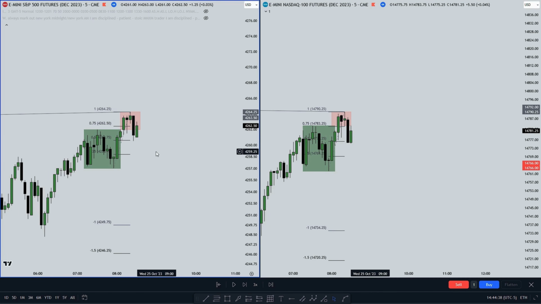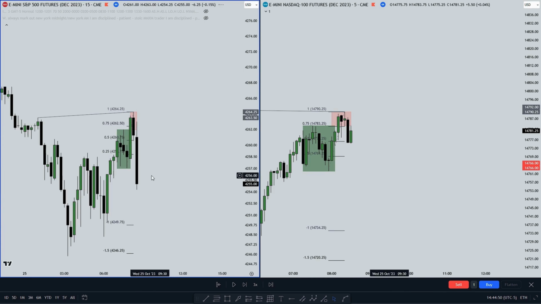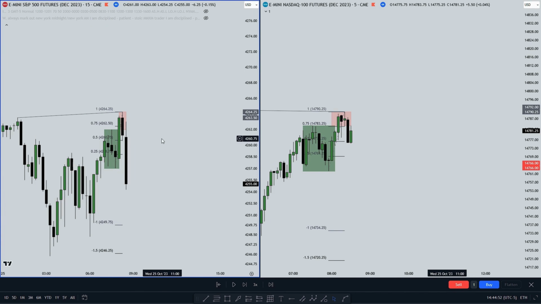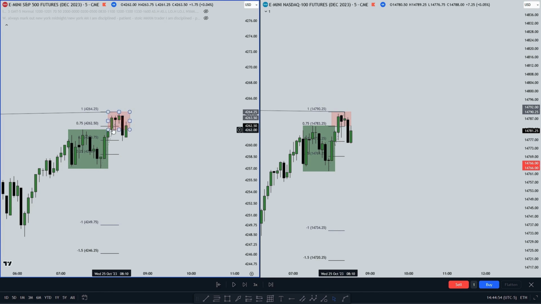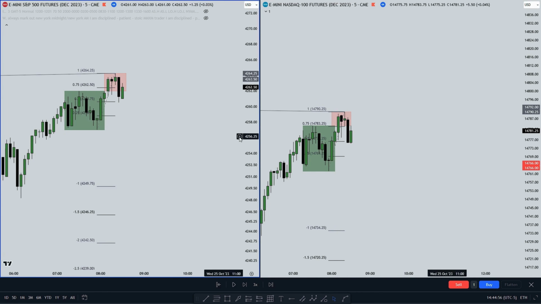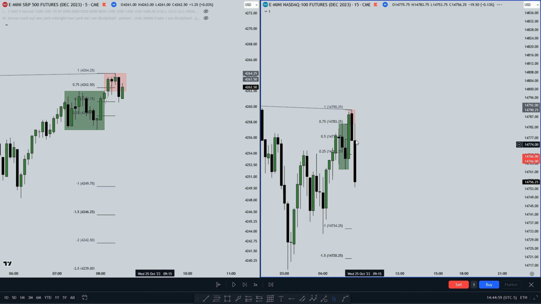You can also use standard deviations on the manipulation move. So as you see, we have the high and then a low. And the reasoning I'm marking out the whole range is because if we go into the 15-minute, you see there is no down close candle right here. And the same with the Nasdaq, as you see.